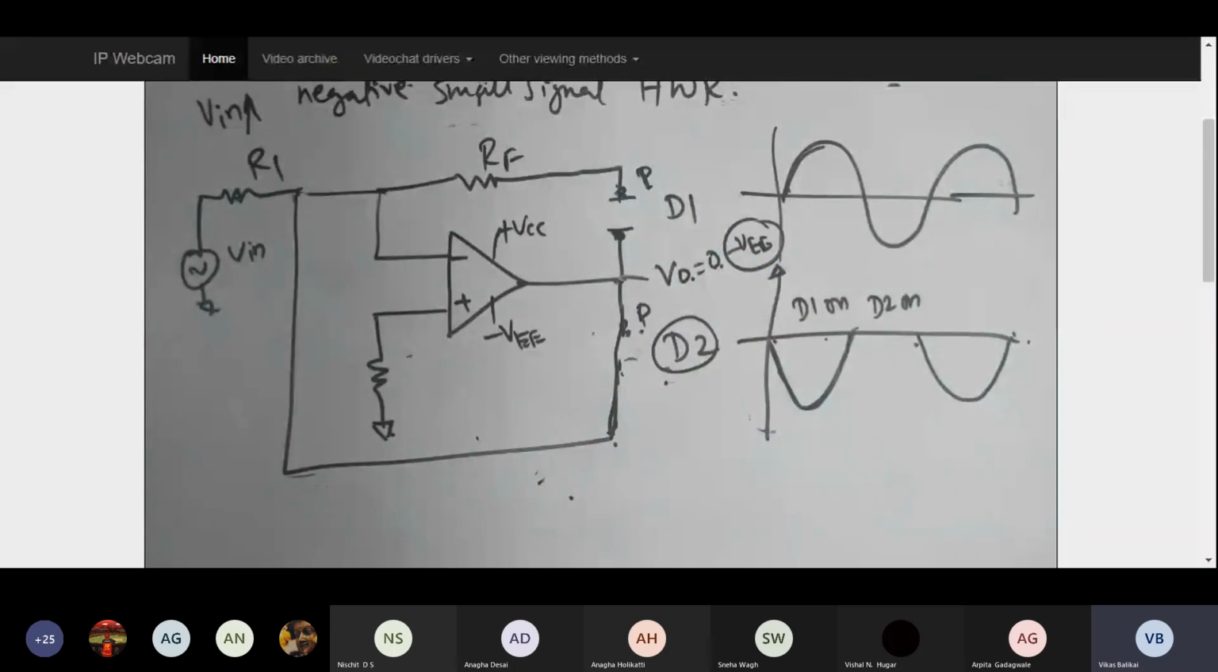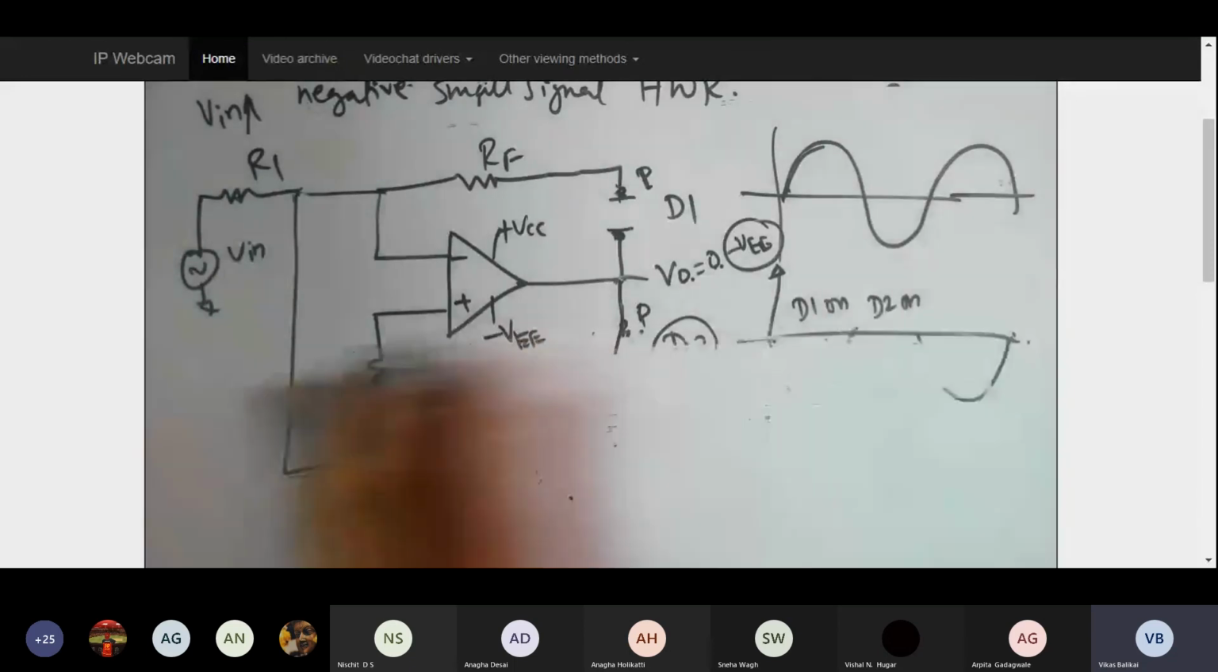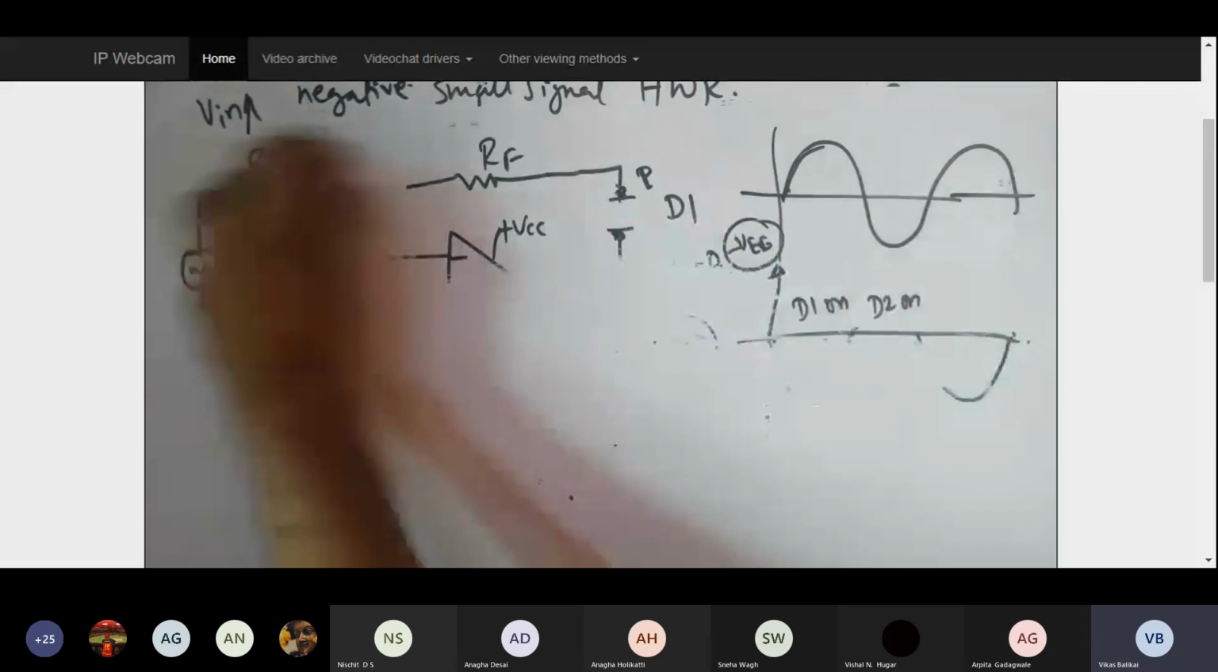So this is all about your 2 diode negative or 2 diode inverting small signal half wave rectifier. So this is all about the 2 applications of your op-amp circuits, one being the monostable multivibrator and the astable multivibrator we are going to discuss in the next class, and about the negative and positive small signal half wave rectifiers which we just discussed. So this is all the concepts that we were supposed to cover in today's class.